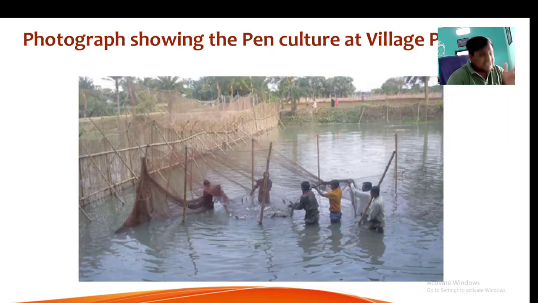You can see in this picture the photograph showing the pen culture at a village pond. Just you can see in this area, the bamboo pole is there and the screen is attached. Along with these bamboos, it is entangled with locally available material, and one side is all closed, and these fishermen are capturing the fishes in the pens. So it is a photograph of the pen culture at a village pond.